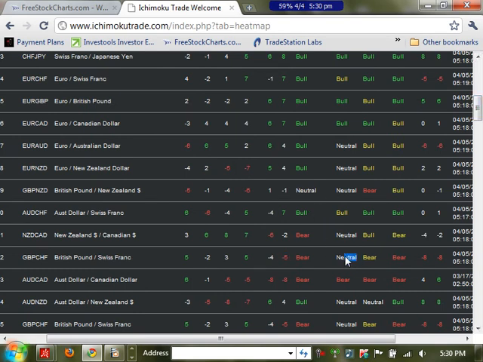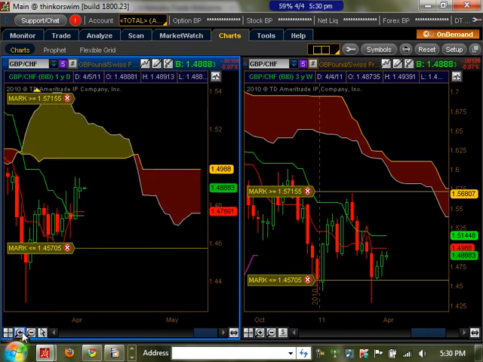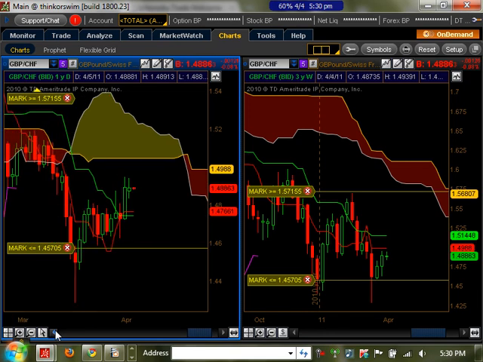You could see from the Ichimoku heat map, it's neutral right now. Oh, what am I doing? This is bearish. Bearish trending here, you could see that. Well, let's retract this one. Okay, so the sentiment right now is basically neutral.